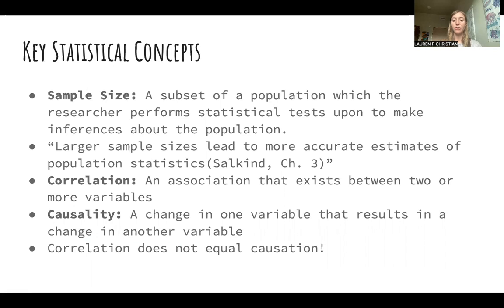Correlation is an association that exists between two or more variables. Causality is a change in one variable that results in a change in another variable. What we learned this semester is that correlation does not equal causation. Just because variables may be changing in similar ways does not mean that one variable is responsible for changes in another variable.